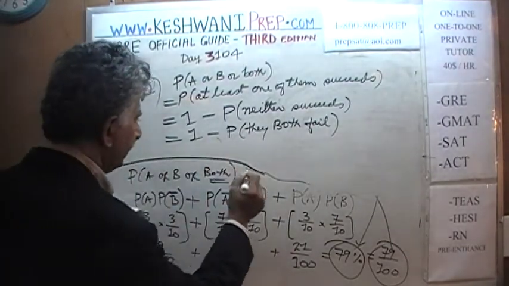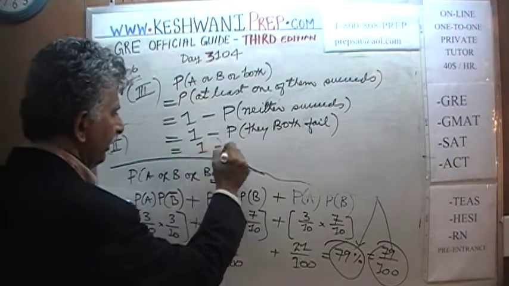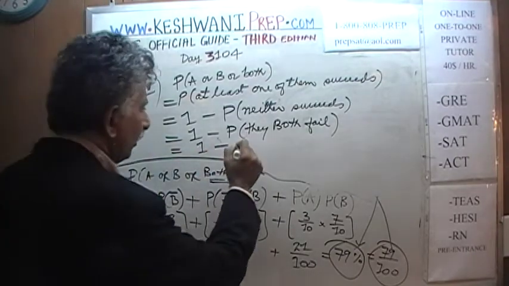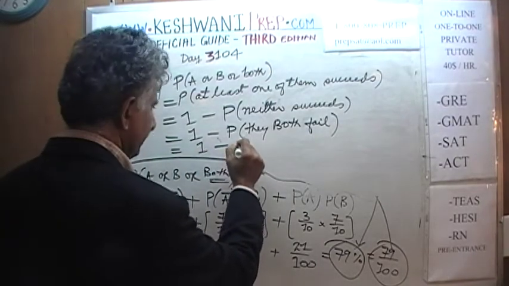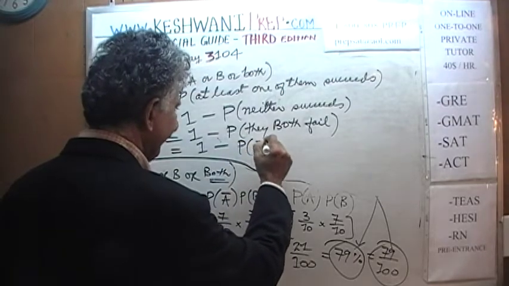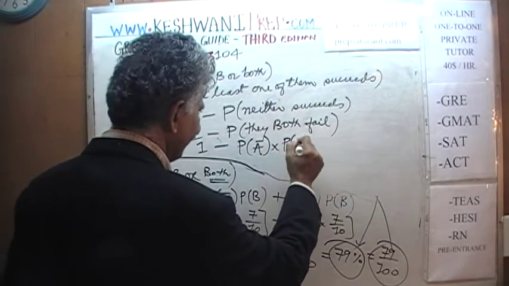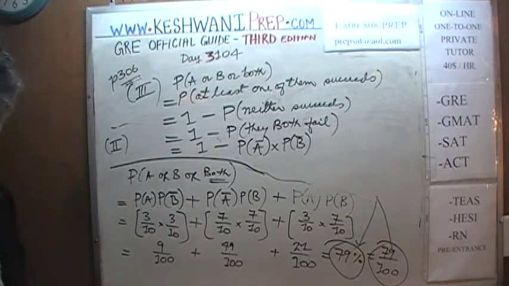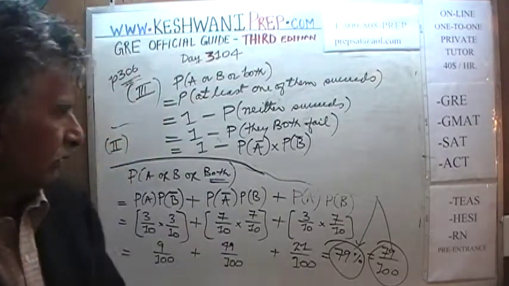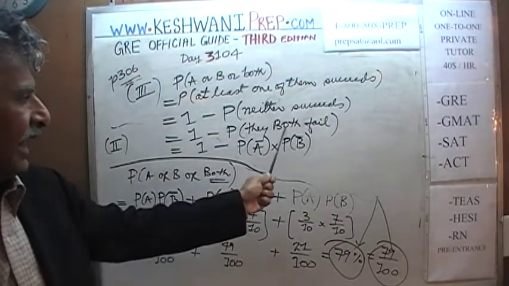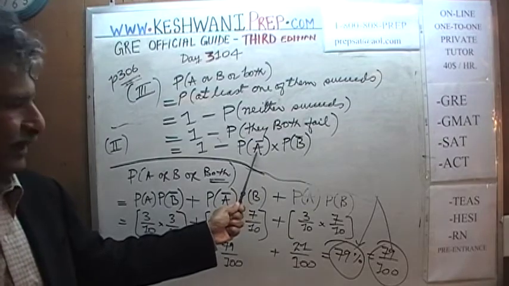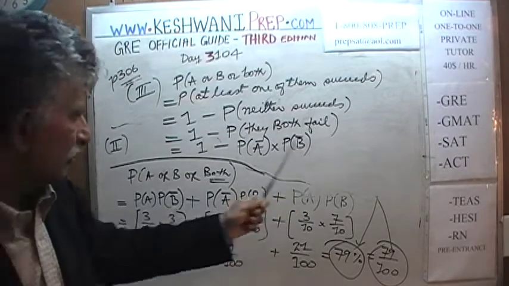Let's leave this down here. So which is simply 1 minus the odds that A fails times the odds that B fails. Again, it's the product of the two events because these two events are independent. Because A and B are independent, the odds that they both fail is simply the odds that A fails times the odds that B fails. I'm going to continue here.